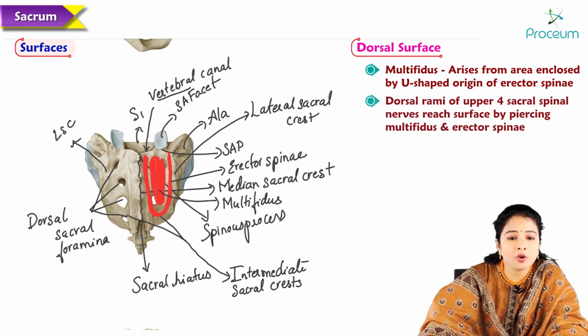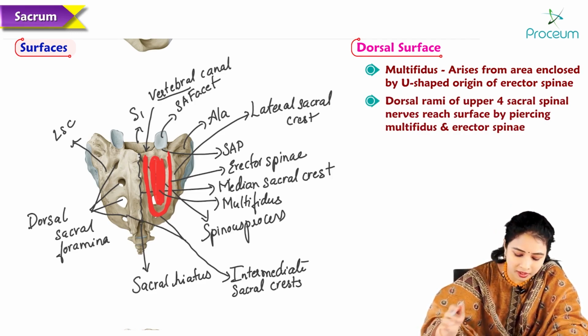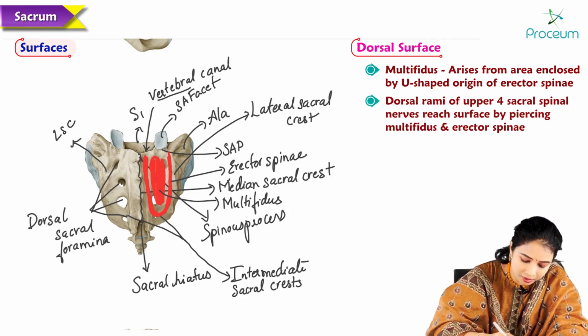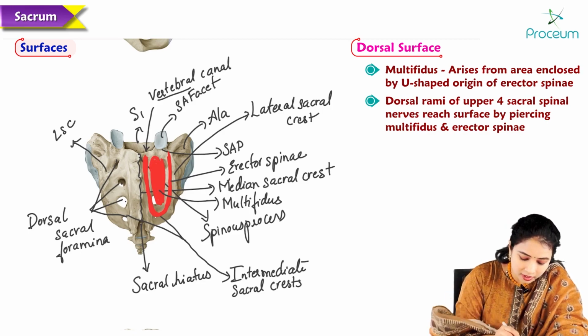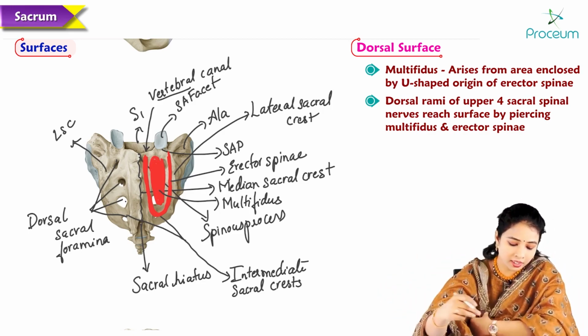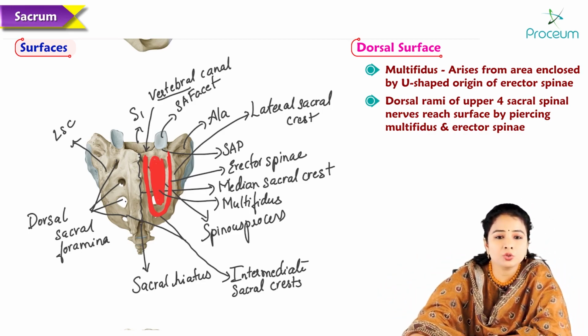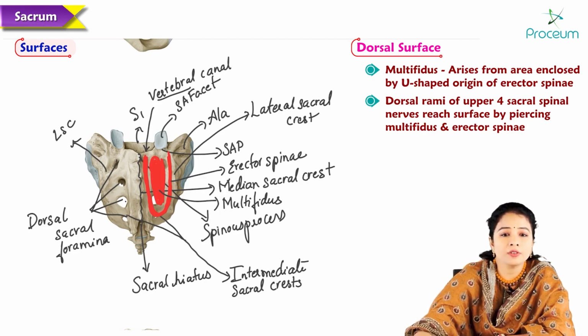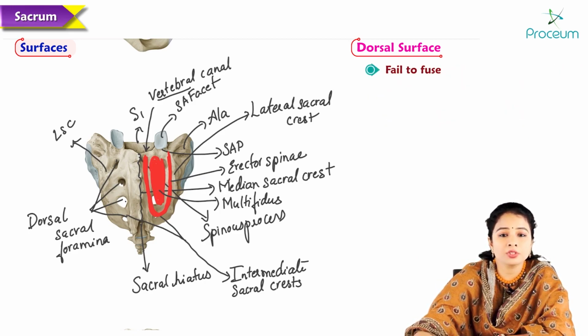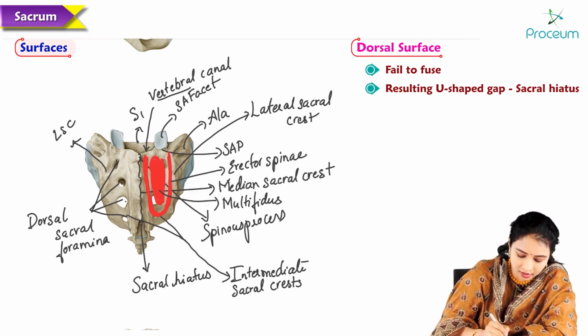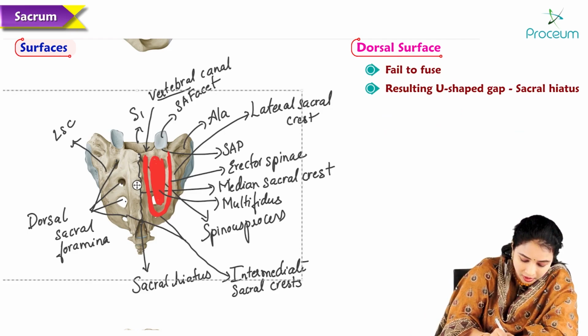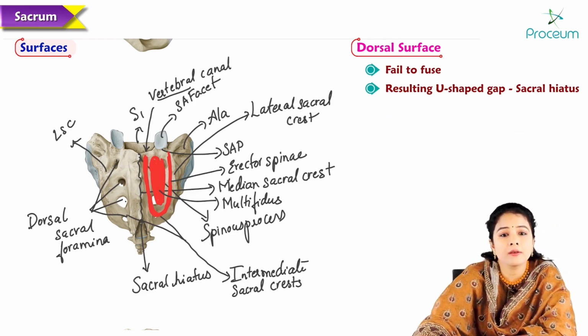The dorsal rami of the upper 4 sacral spinal nerves reach the surface by piercing the multifidus and erector spinae. So you can see the dorsal foramina covered by these muscles, and the dorsal sacral nerves come out through the foramina by piercing these 2 muscles. The laminae of the 5th sacral vertebra fail to fuse, resulting in a U-shaped hiatus called the sacral hiatus.